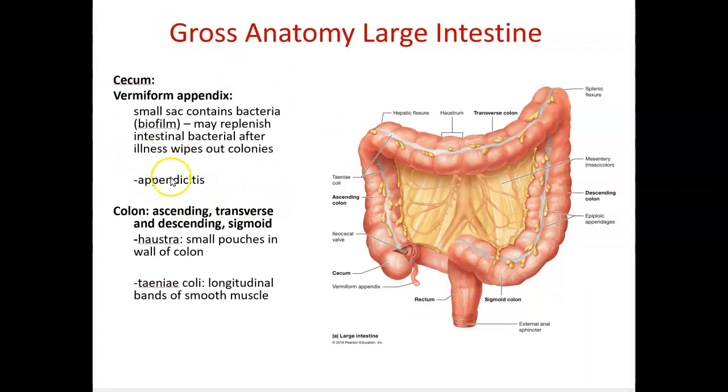So when you see appendicitis, the itis on the end, what can happen is sometimes this little piece, the sac, can become inflamed. And the concern, if it becomes inflamed and swollen, is that it could rupture.